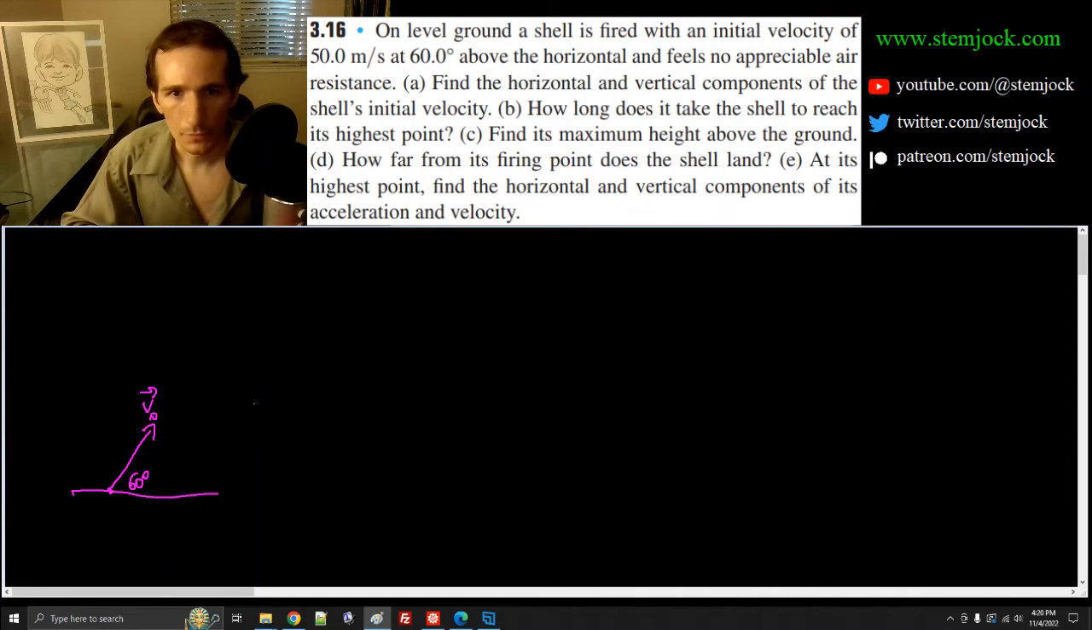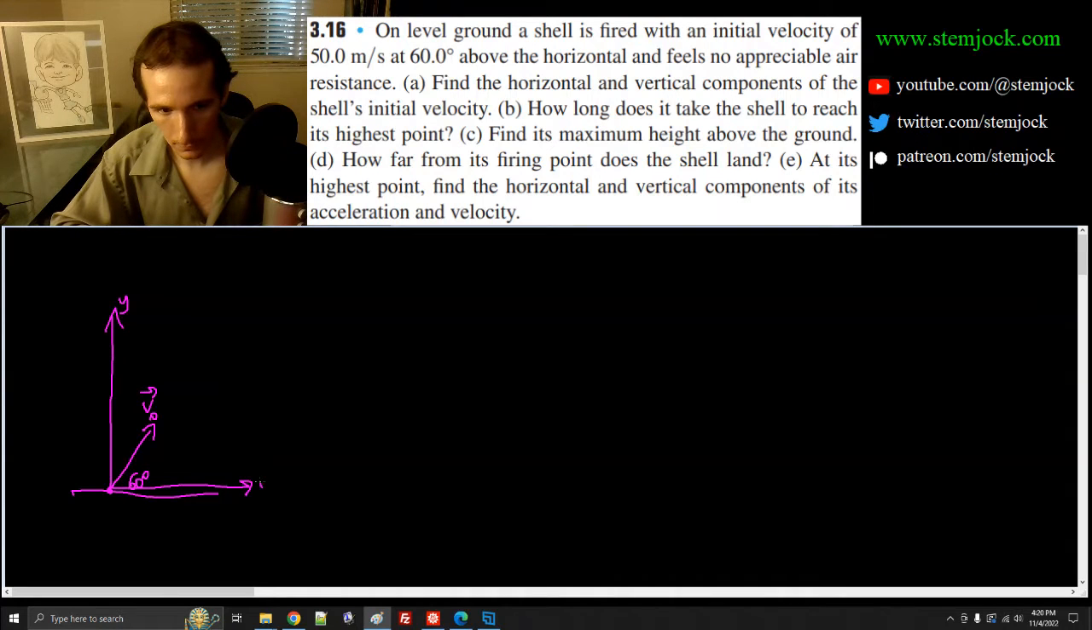So the very first thing they want us to do is find the horizontal and vertical components of the shell's initial velocity. Before we do that, we have to choose a coordinate system. I'm going to choose the origin to be the shell's initial position. The y-axis is straight up like this, and the x-axis is horizontal like this.